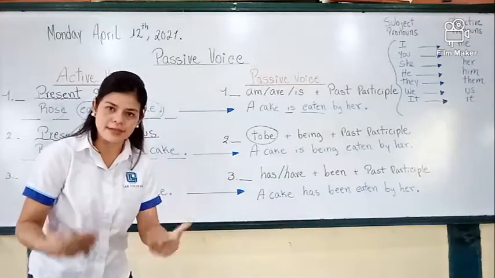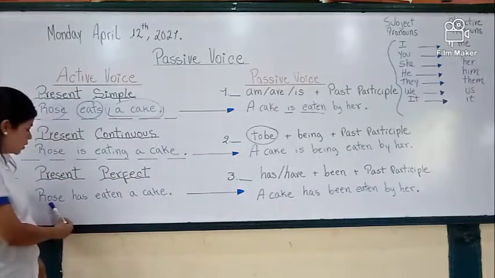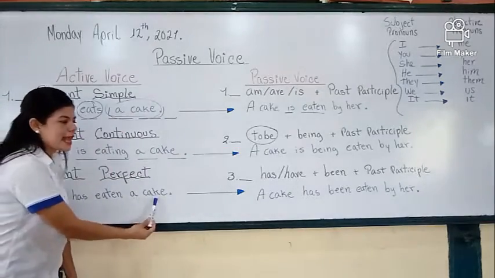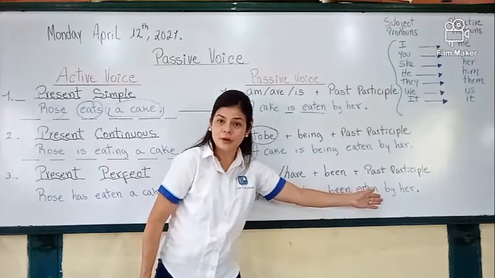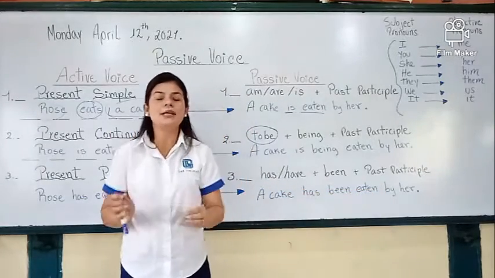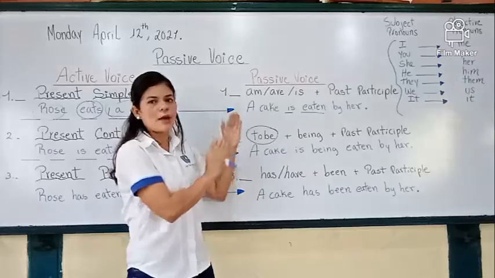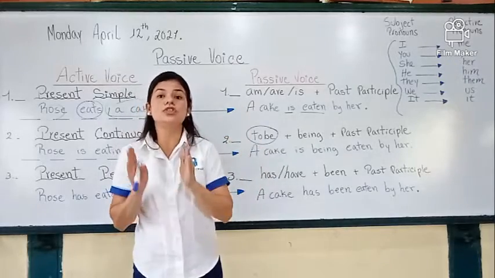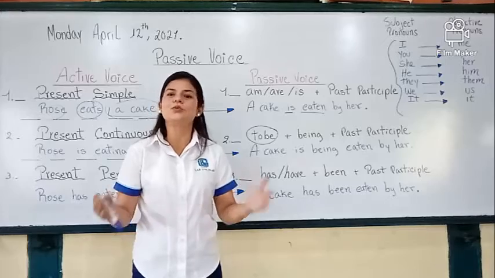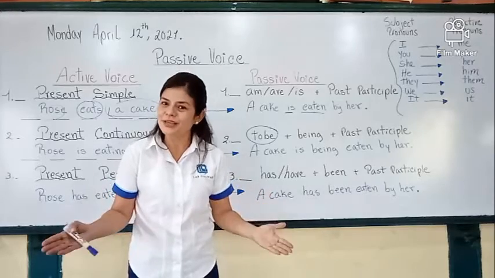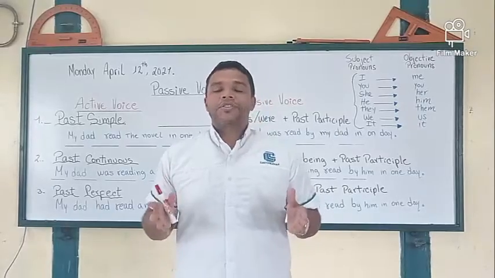Let's repeat the example again. Rose has eaten a cake. A cake has been eaten by her. Alright? So you must be very careful with these grammar structures if you want to change the focus of the sentences, my dear students. Let's continue working with more information. What did we learn so far?